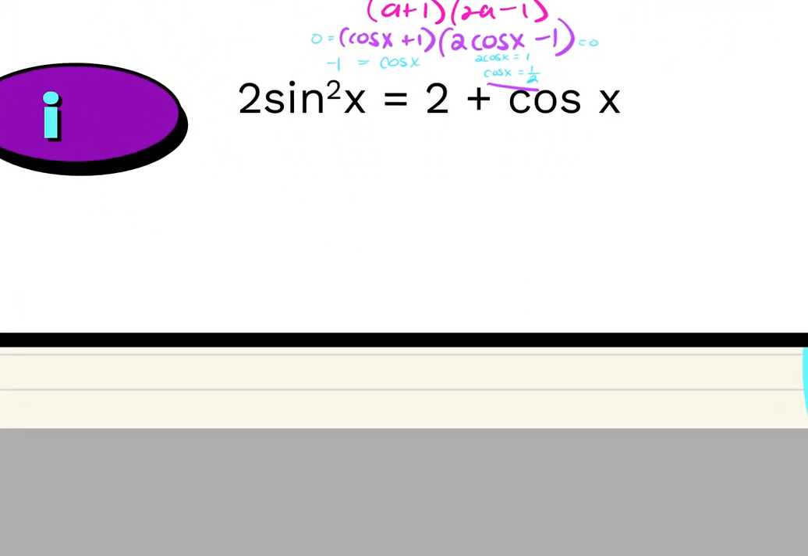Look at I. What do you notice about I that hasn't happened yet? There's two different trig functions, right? We can't solve if there's two different trig functions unless we could factor it into two separate ones, and then we could split and solve. But that's not going to happen here.